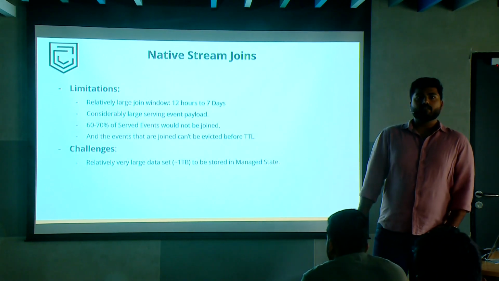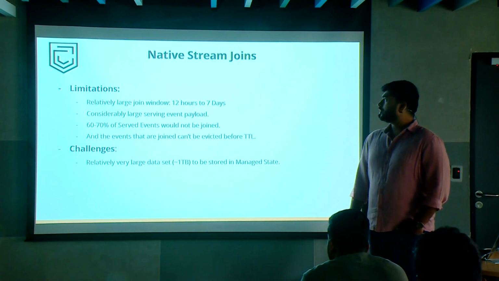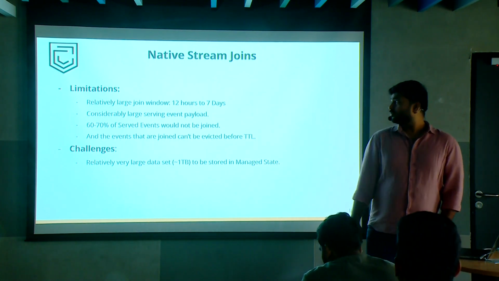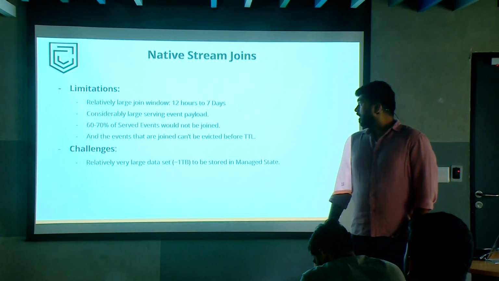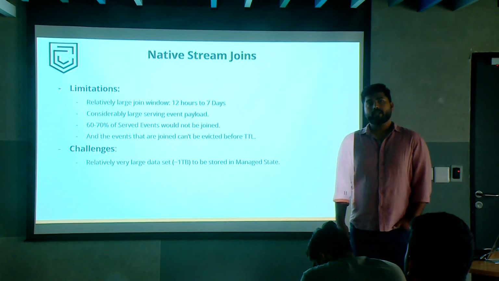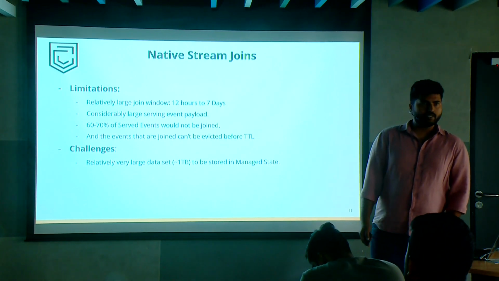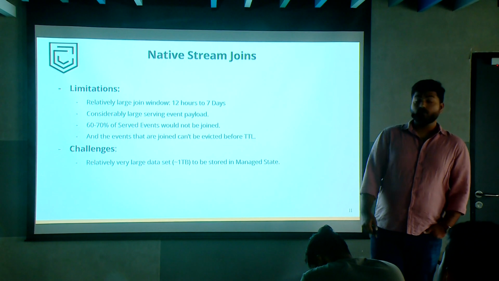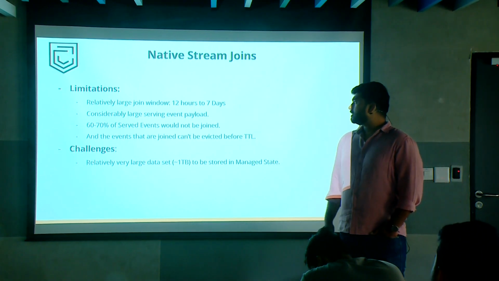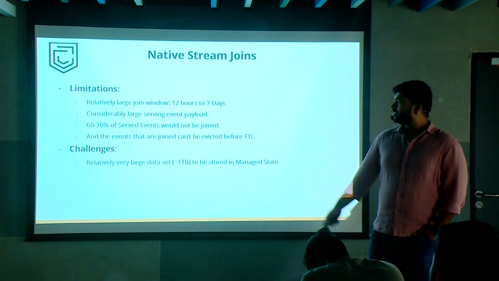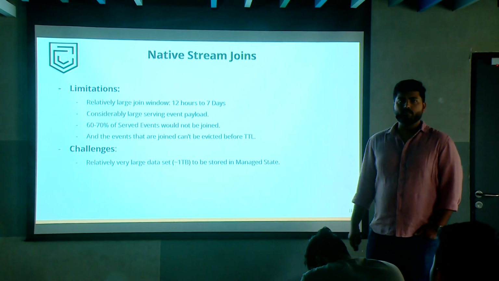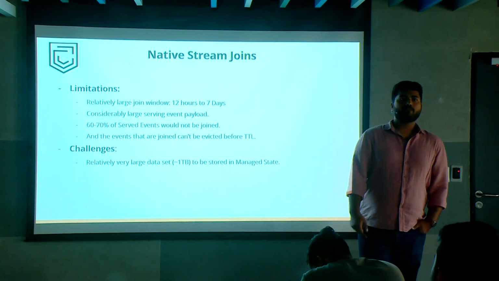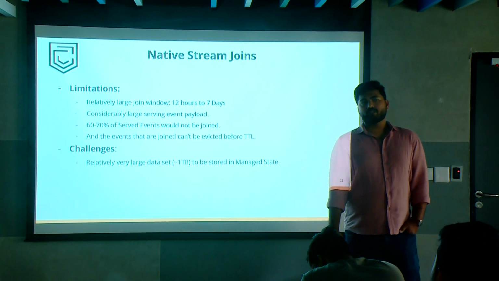The limitation we faced in this approach was that our join window was relatively large. For some join use cases it was 12 hours, for some up to 2 days, and up to 7 days actually. As I mentioned, we had multiple streams that we joined. One of the streams was serving events, which had a bit of a heavy payload. If we maintained that in the state store, the data set for 12 hours or 7 days would cross around 1 TB of storage. Managing this much storage in a native stream join using window operations could be cumbersome.